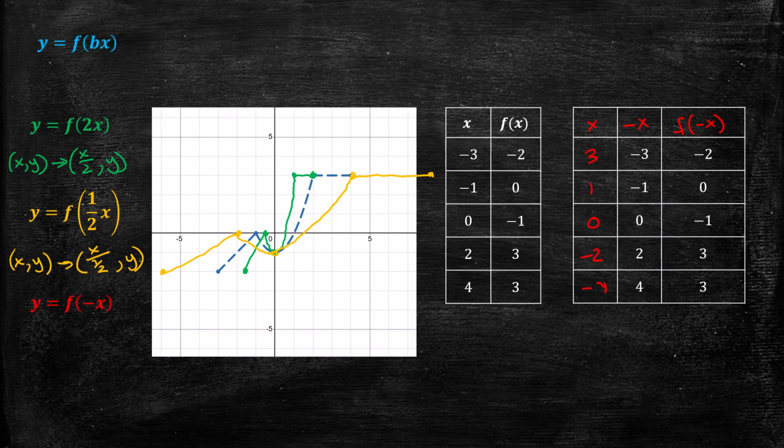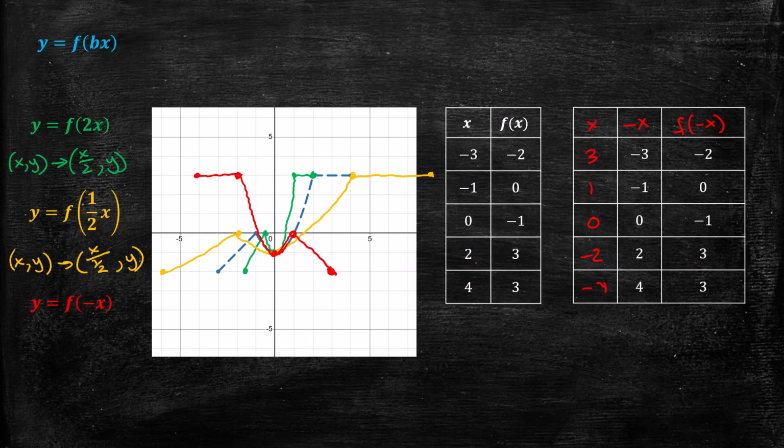And I hope you can sense what's coming. So when x equals 3, y equals -2, which is there, and then 1, 0, and then 0, -1 stays the same. And then we have -2, 3, and -4, 3. And what effect that has is a reflection over the y-axis.